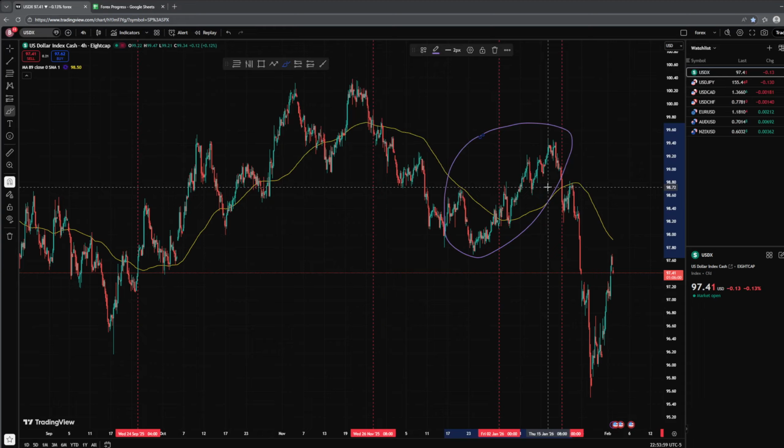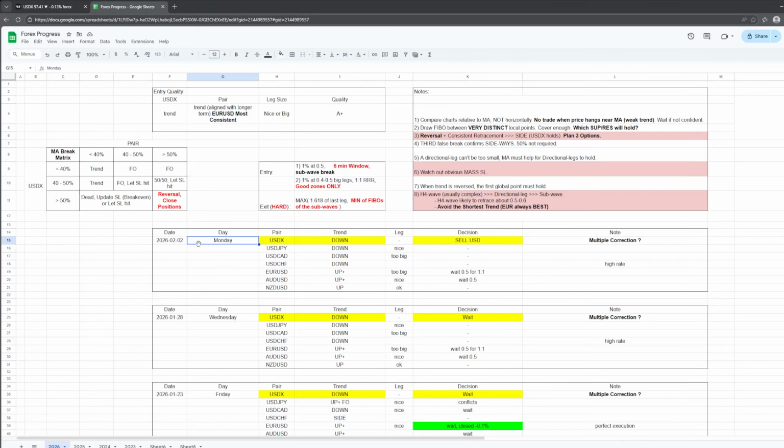I have closed all of my buy positions, and now I'm positioning to sell USD because the majority of the market is behaving below the yellow moving average line, and the overall trend in the market is down. Okay, so that means we're going to look for opportunities to sell USD. Let's write it down. Today is February 2nd, Monday, and the USD index overall trend is down, and our decision is to sell USD.